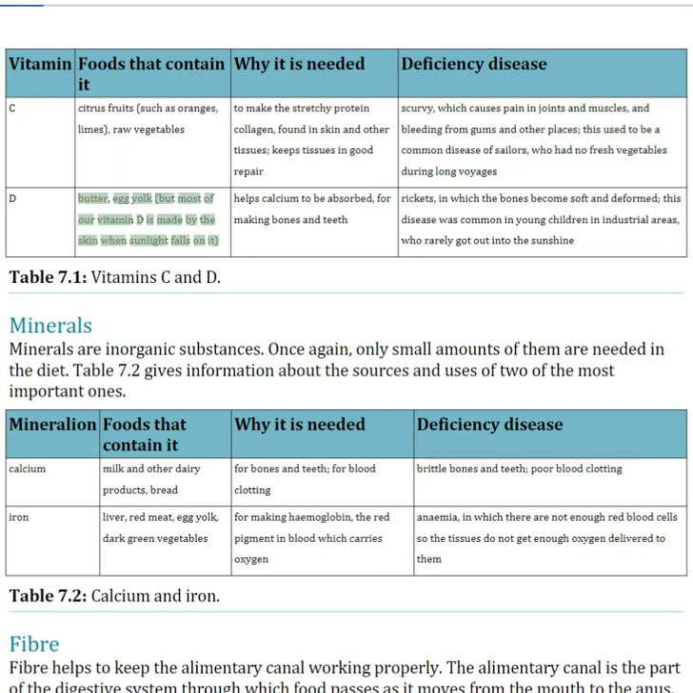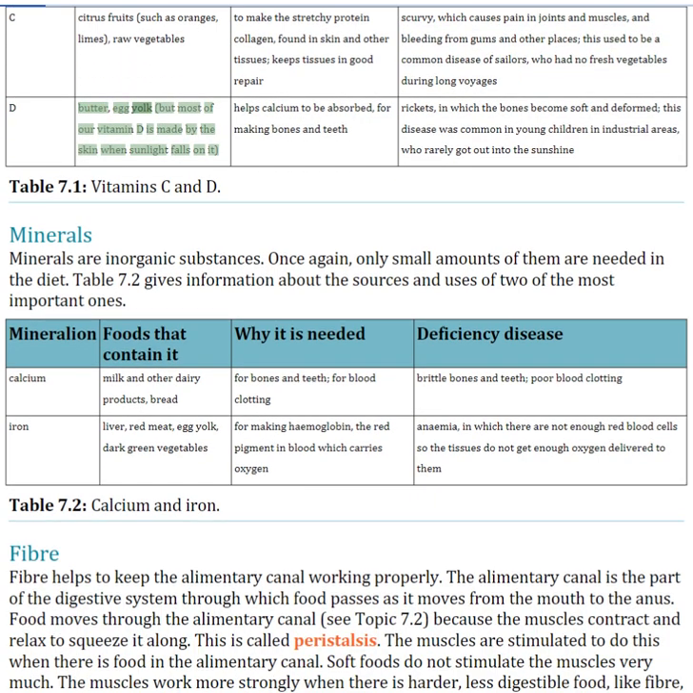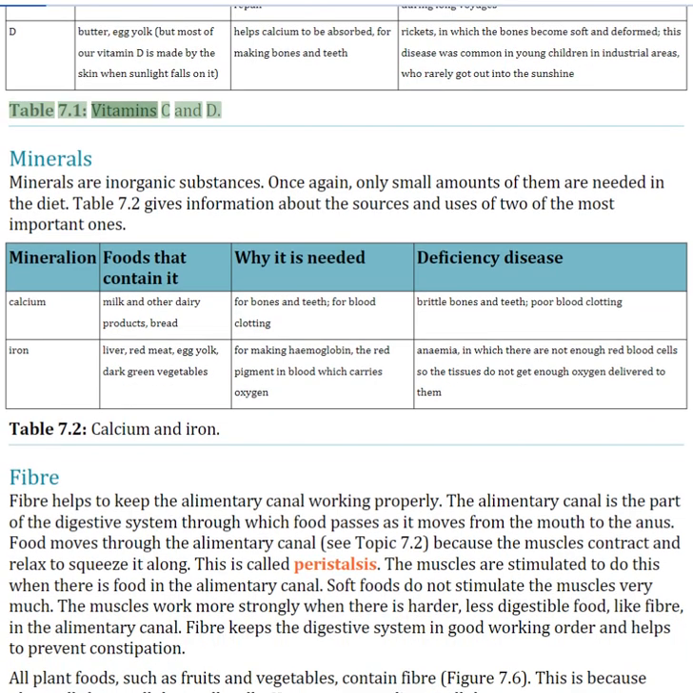D. Butter, egg yolk. Helps calcium to be absorbed, for making bones and teeth. Rickets, in which the bones become soft and deformed. This disease was common in young children in industrial areas, who rarely got out into the sunshine. Table 7.1, Vitamins C and D.